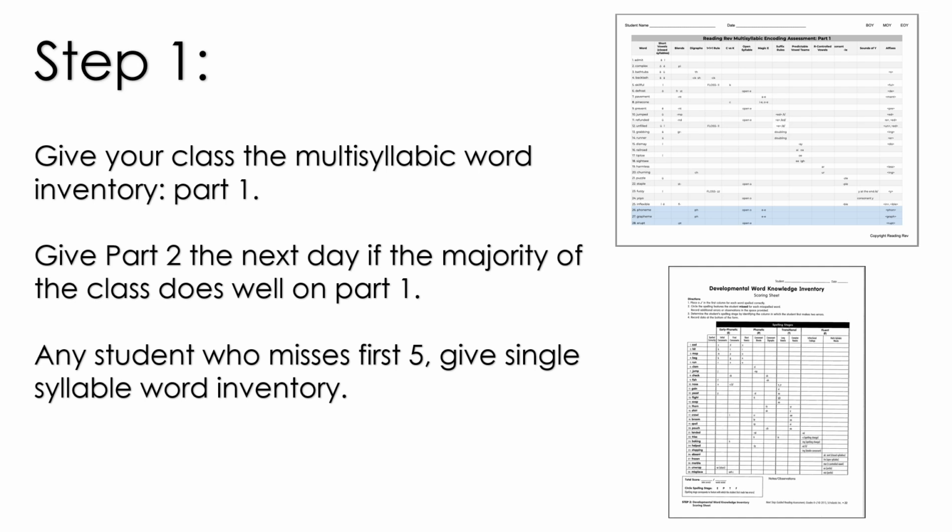If not, go ahead and give part two the following day. If you have a student who misses the first 5 on part one, then you're going to want to drop down and give them the developmental word inventory, which is single syllable words for the most part.